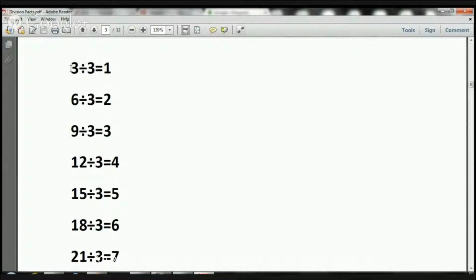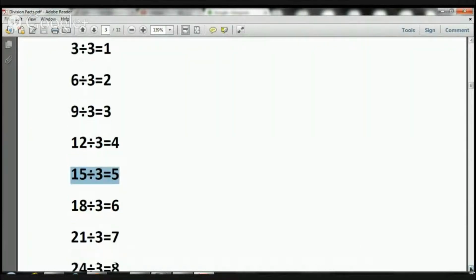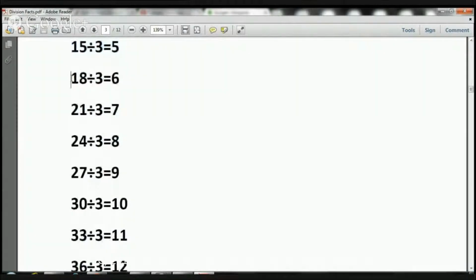So, ready. We're dividing by 3, okay? 3 divided by 3 equals 1. 6 divided by 3 equals 2. 9 divided by 3 equals 3. 12 divided by 3 equals 4. 15 divided by 3 equals 5. Ready? 18 divided by 3 equals 6. 21 divided by 3 equals 7.